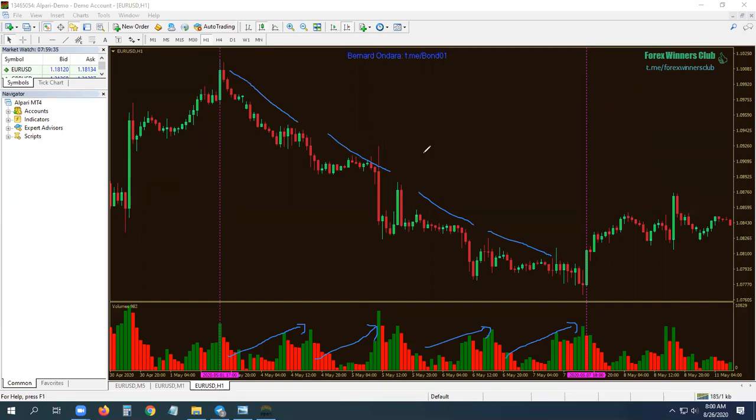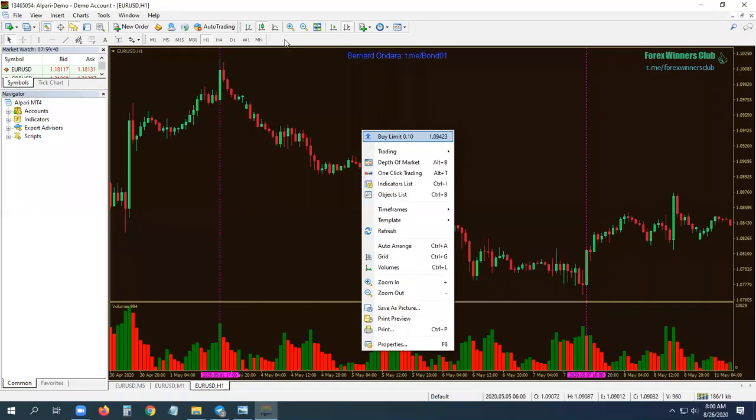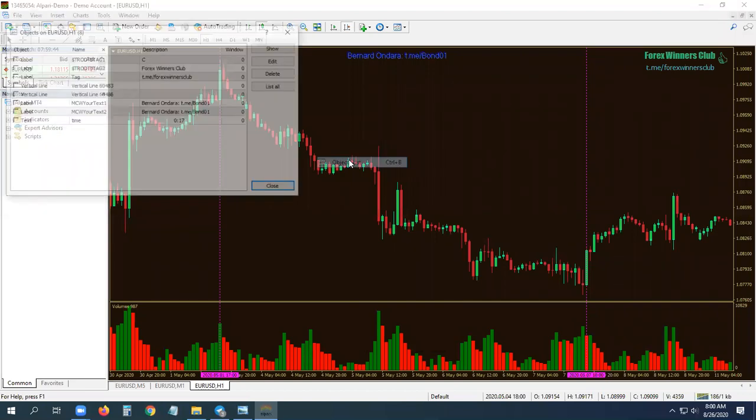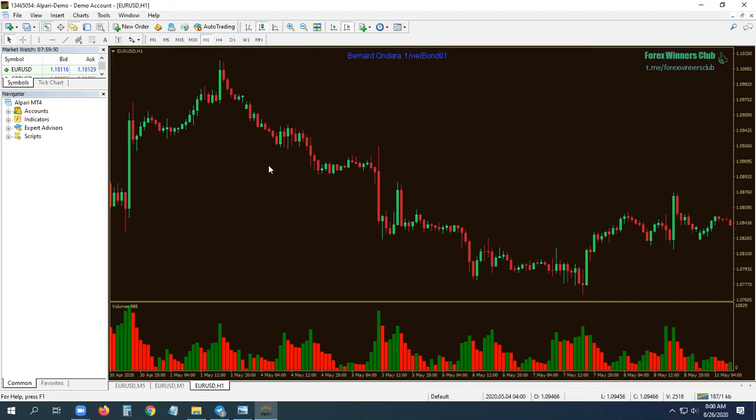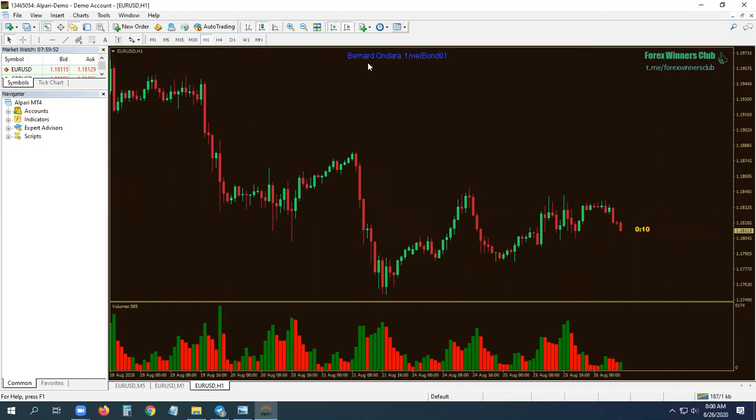Now, what does it say? This is what you need to understand, and this is how you start using volume. If you have an uptrend, and in that uptrend you notice that volume is decreasing.